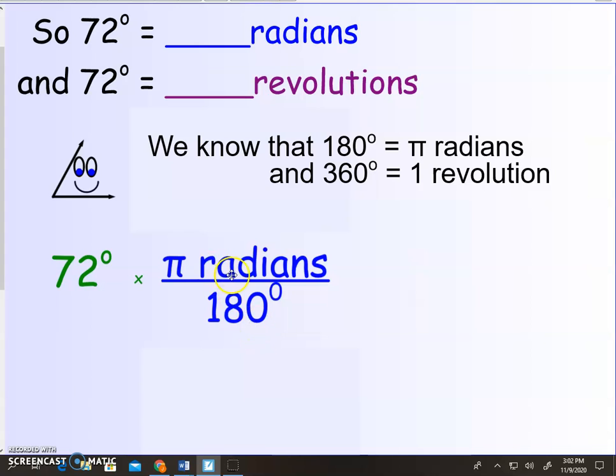But aren't pi radians the same as 180 degrees? They are the exact same. Look, it says so right here. 180 degrees is the exact same as pi radians. This is the number 1. Now, why did I put the radians on top and the degrees on the bottom?